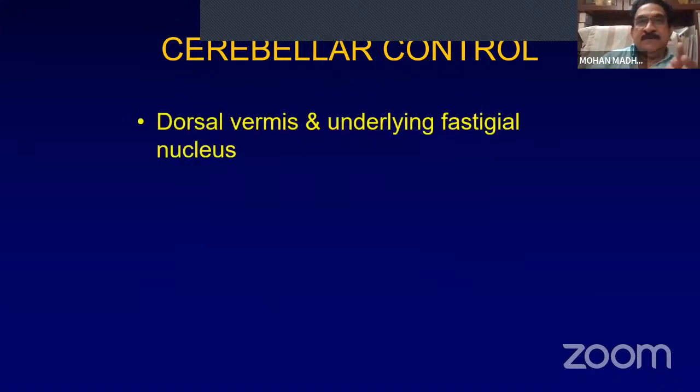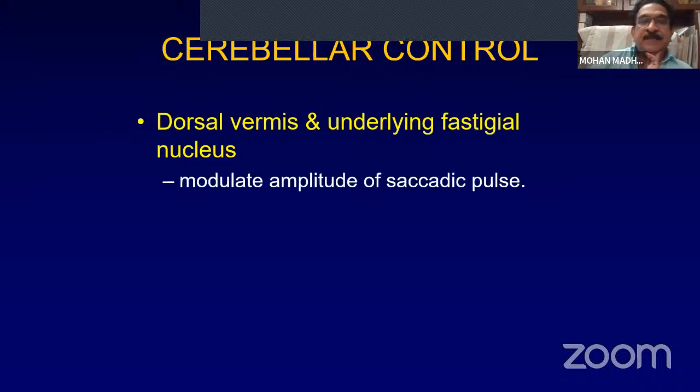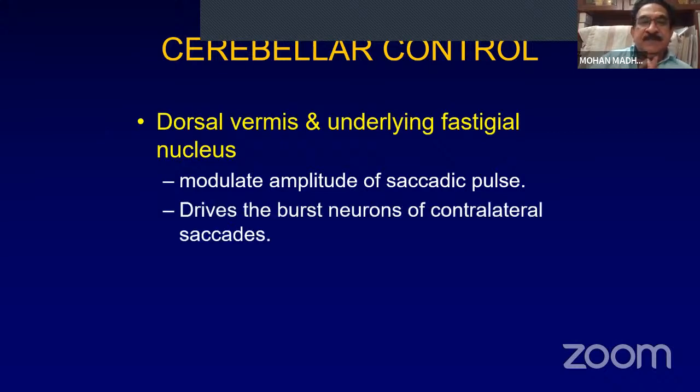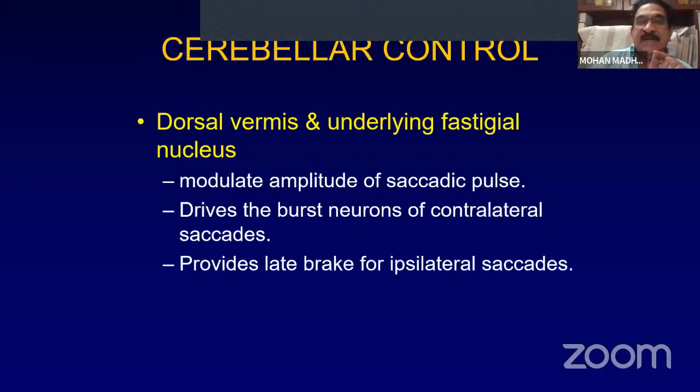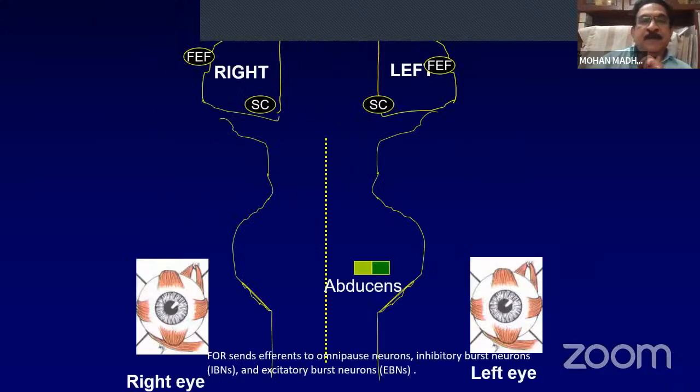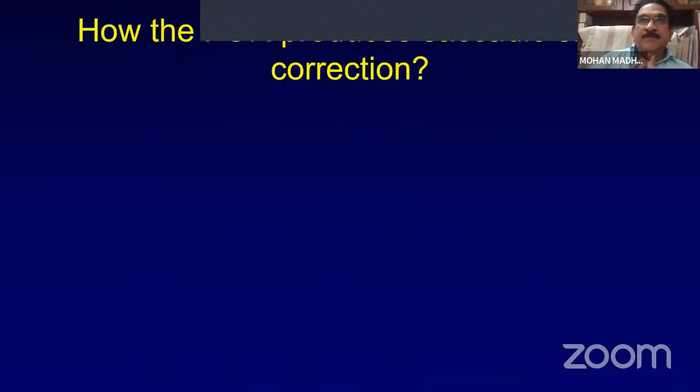Now let's come to the first control, the dorsal vermis and the underlying fastigial nucleus. This modulates the amplitude of the saccadic pulse, drives the burst neurons of the contralateral saccade, and provides a late brake for the ipsilateral saccades. I'll explain by this diagram. How does this work? The FOR is the fastigial oculomotor region, that part of the fastigial nucleus concerned with oculomotor control.